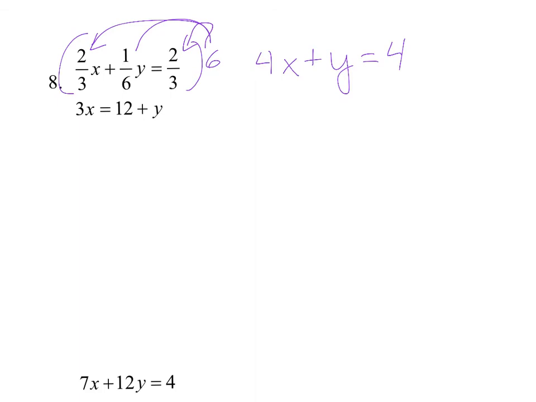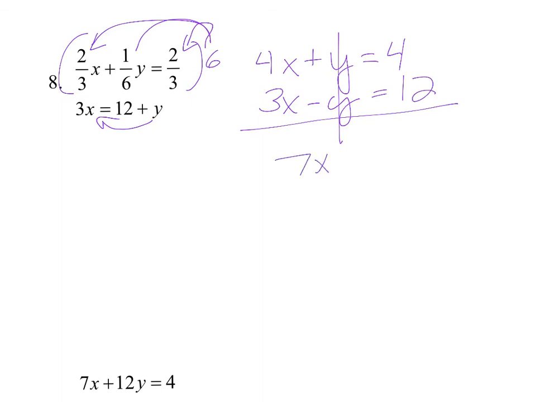Okay, now the second one, notice I don't have it in standard form either. I'm going to have to move the y by subtracting it. So I have 3x minus y equals 12. Well, notice my y's will cancel right now, so I'm going to do that first. Goodbye, y's. 3x plus 4x is 7x, and that's equal to 12 plus 4, which is 16.